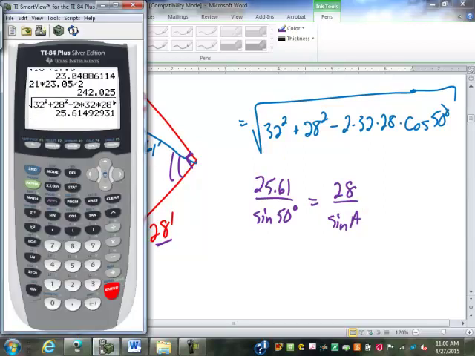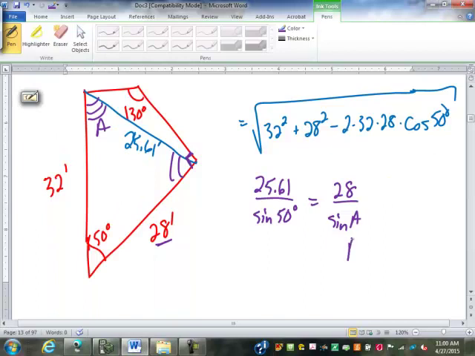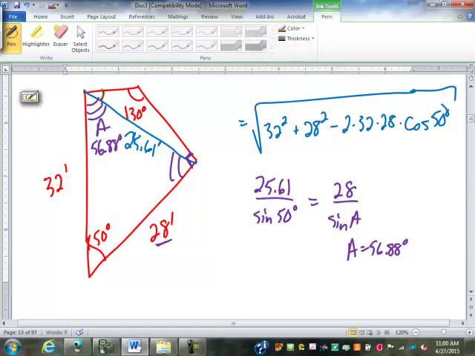So we're going to do sine of 50, close, times 28 divided by 25.61. And then we're going to do an inverse sine. Second sine of that answer, 56.88 degrees. That's 56.88 degrees. That's really not the angle we want. The angle we really want is this one up here. How are we going to find it?